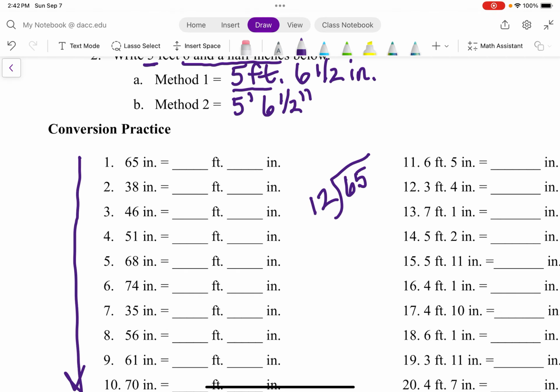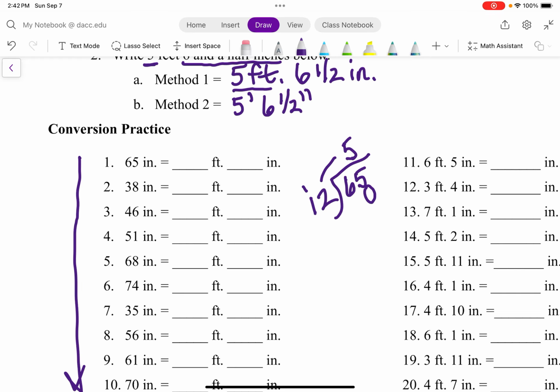All right. So I'm going to try 5 first. I'm going to try the number 5 for 5 feet. So 5 times 2 is 10. Carry the 1.